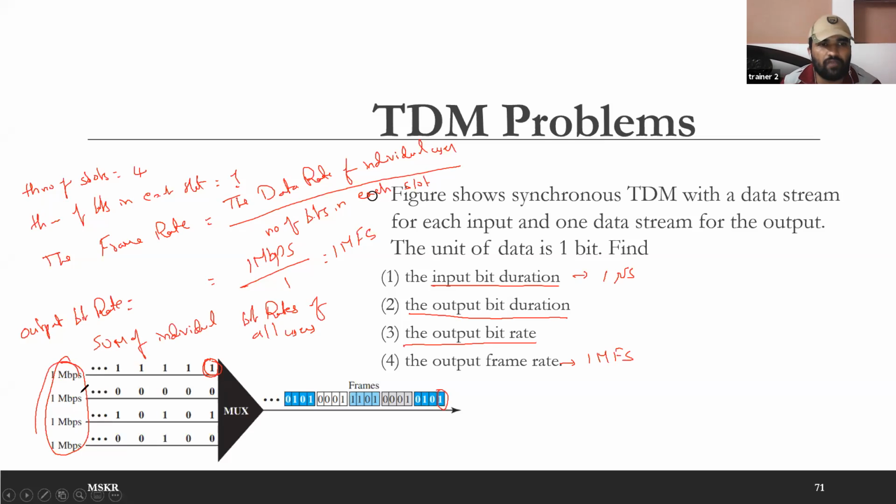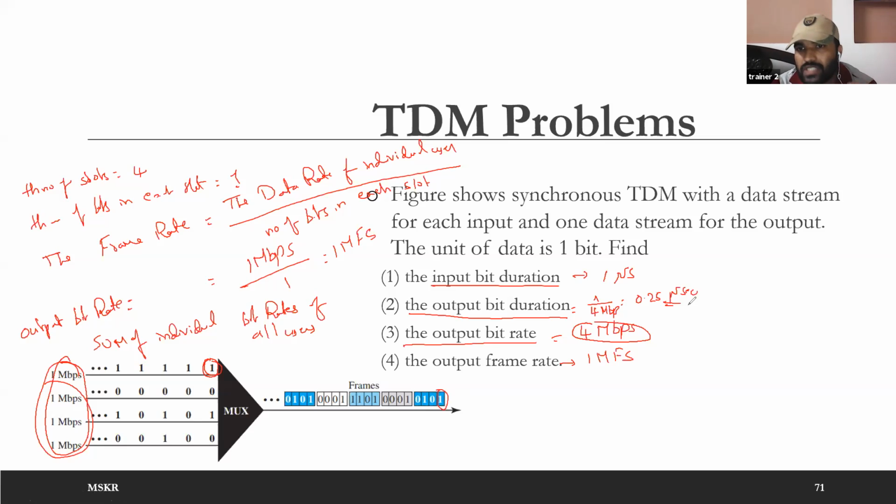Here we have 4 users, so the output bit rate is obviously 4 Mbps. So the output bit duration will be just 1 by 4 Mbps, that is equal to 0.25 microseconds. Is it clear with this particular question, how to solve these questions?